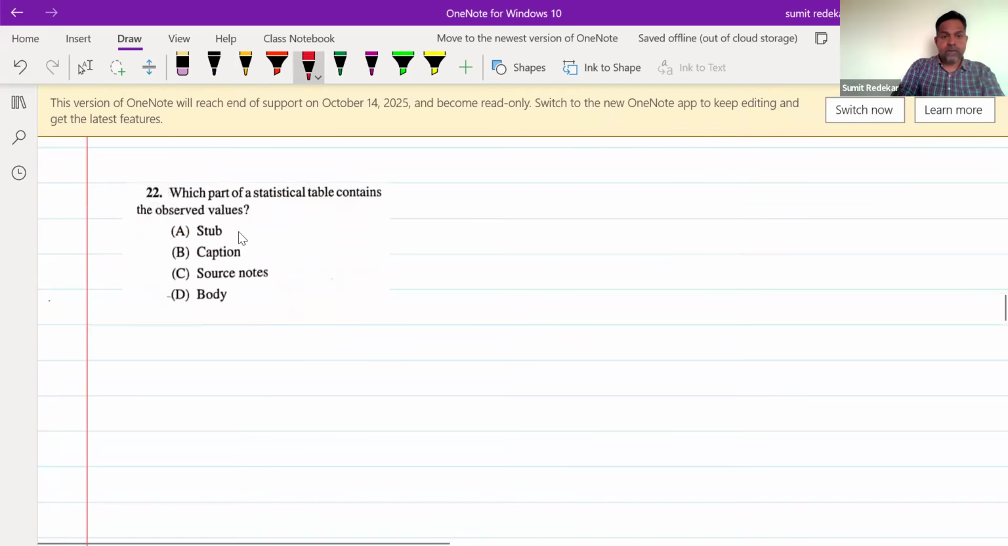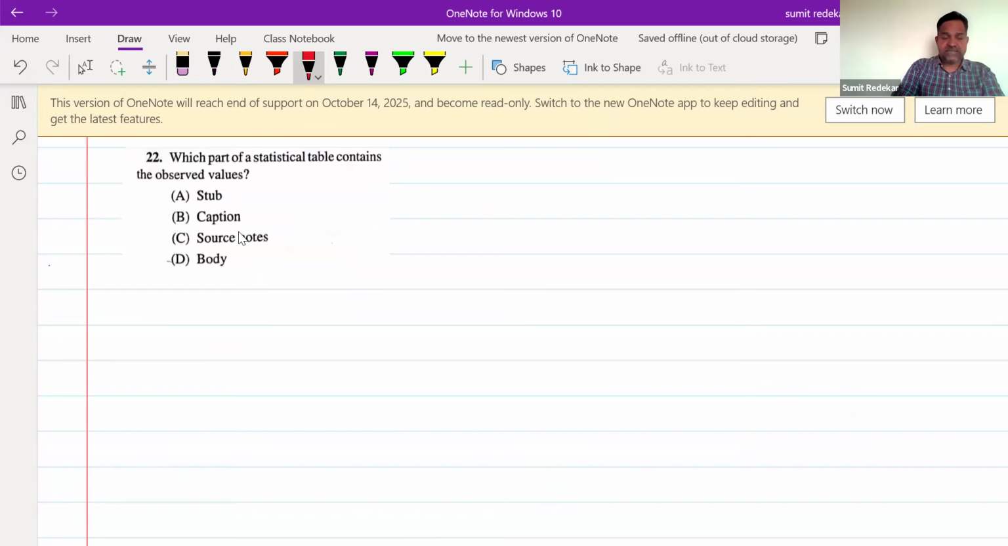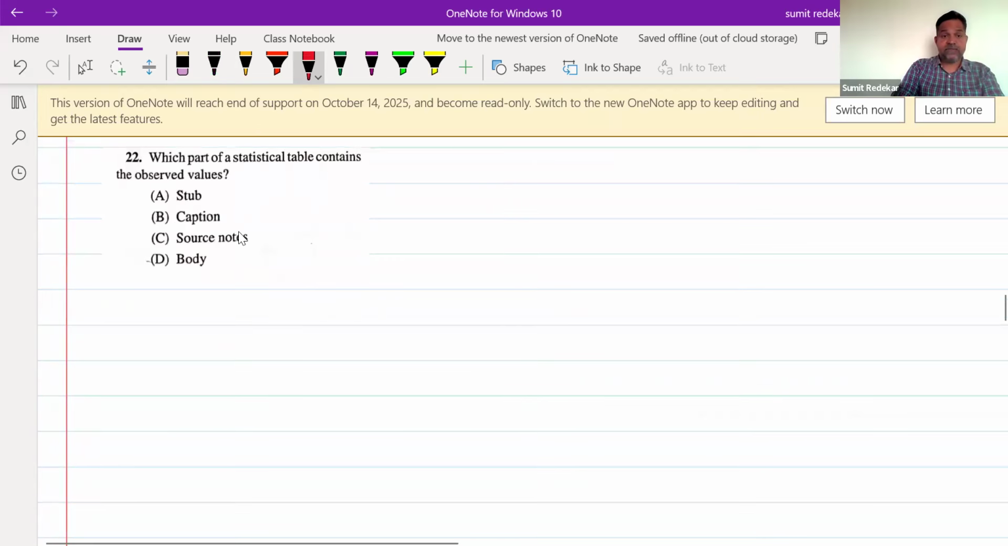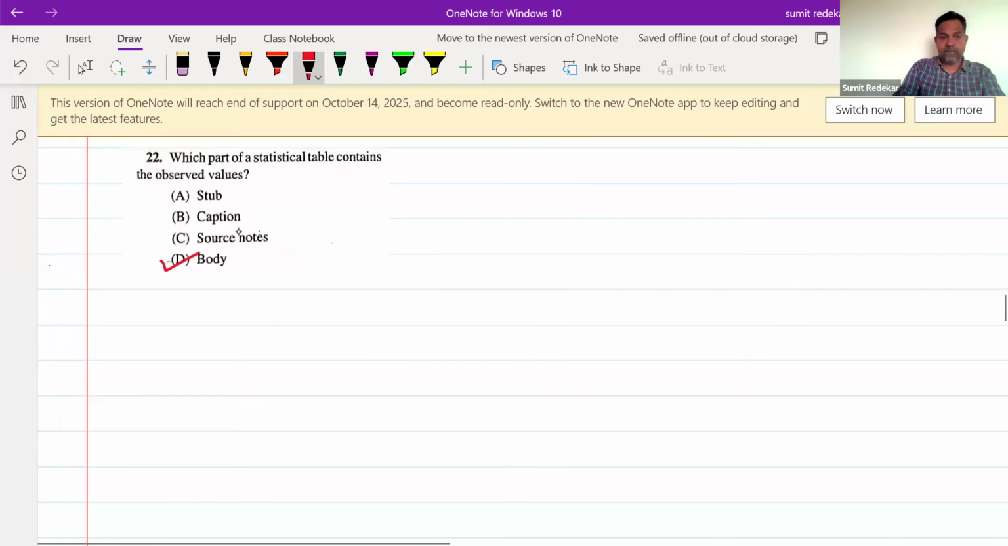Question number 22. Which part of a statistical table contains the observed values? I told you that the rows and columns together fill in the data that we use, the observed values, and that is nothing else but what we call the body of the table.